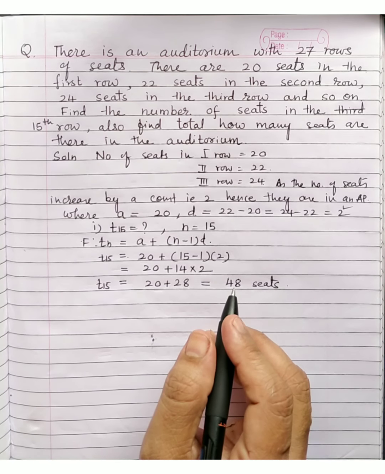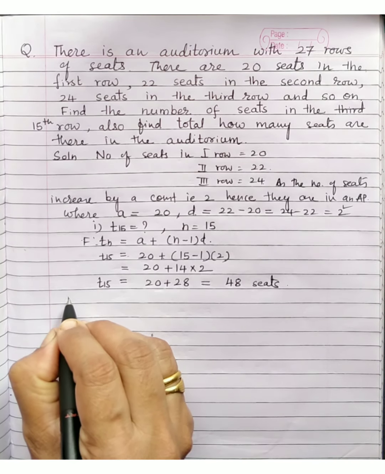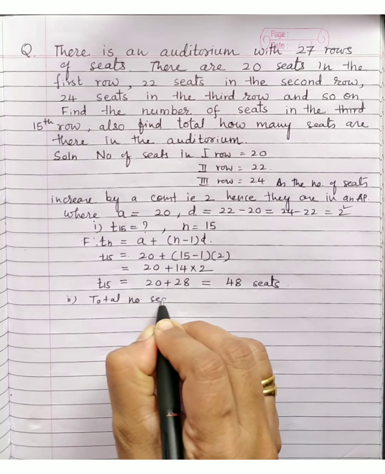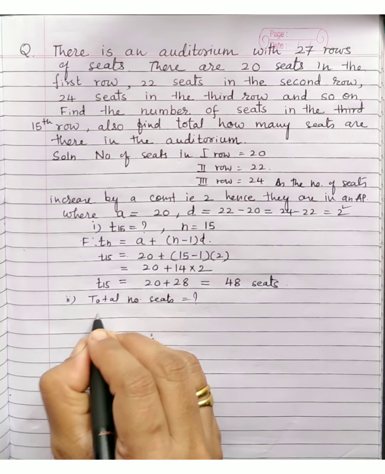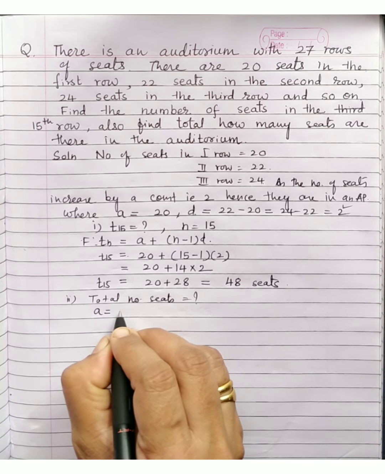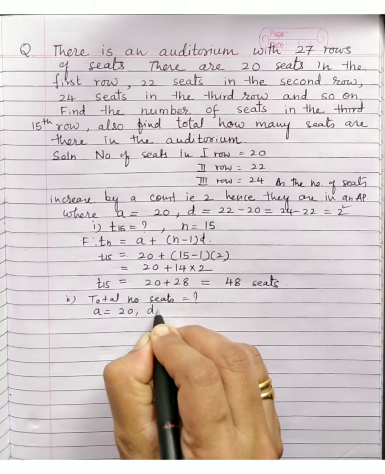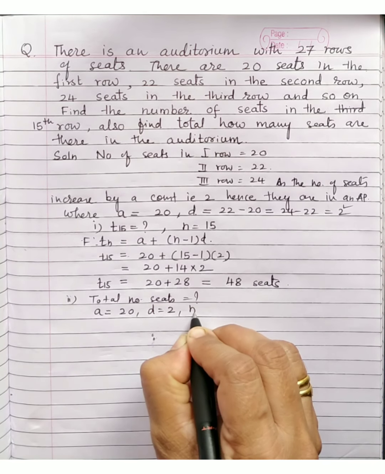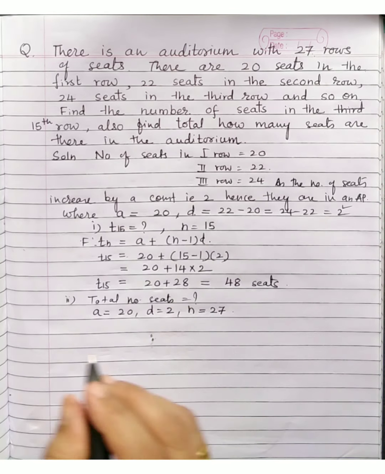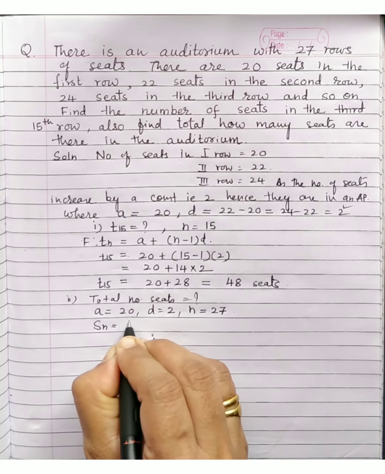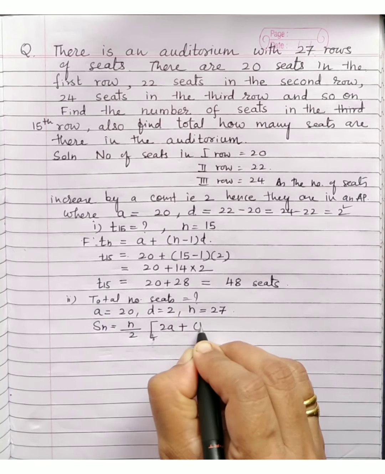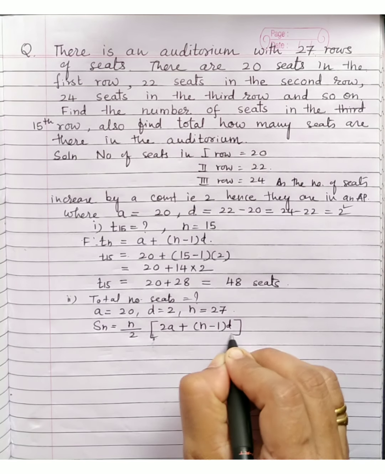Second is total how many seats are there in the auditorium. So what formula will we use? Sn, right? So second, total number of seats. Here which Sn formula are we going to use? Which involves A and D, because those values we know. So here A is what? 20. D we have already found here, 2. Okay. N, total how many rows are there? 27. Okay. So Sn is equal to n upon 2 bracket 2a plus n minus 1 into D.